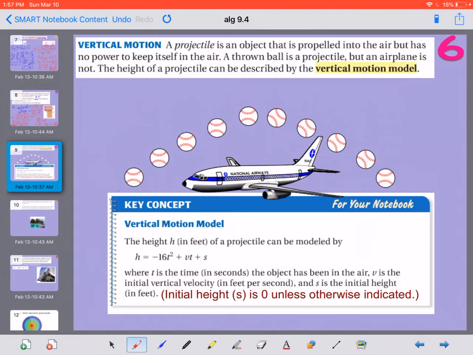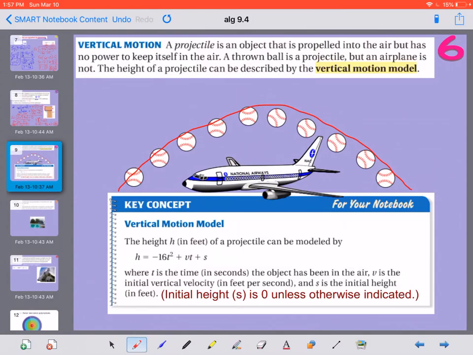So a ball is going to be thrown, and it's going to come back down because after it's thrown, it has no way of keeping itself in the air. A plane would lift off, and it has engines that would keep itself going.